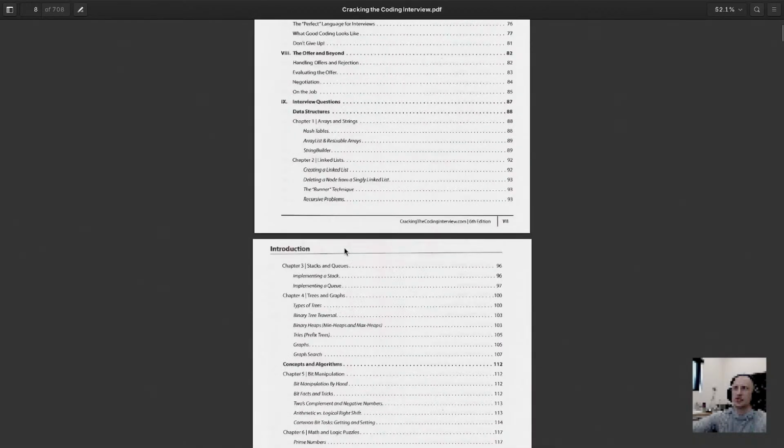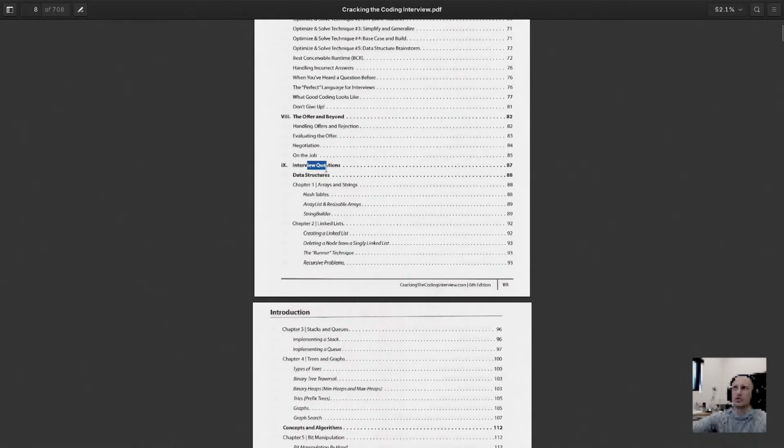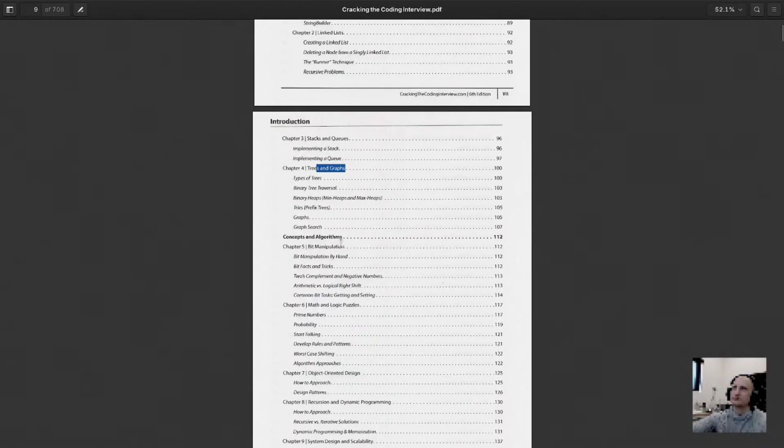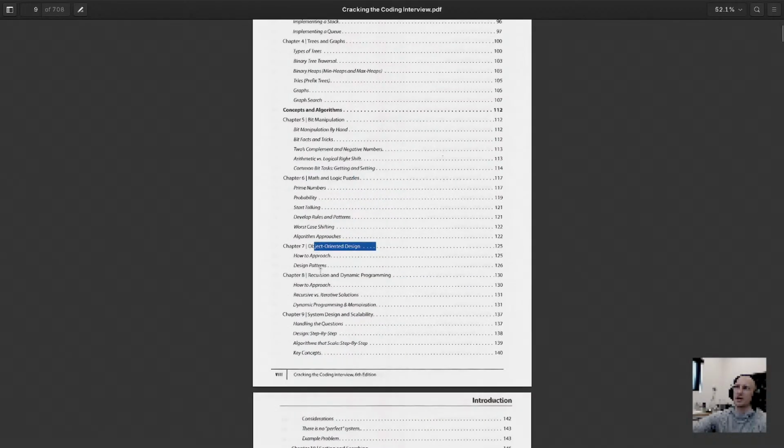And then this is just a huge collection of interview questions. So you've got arrays and strings, linked lists, stacks and queues, trees and graphs, bit manipulation, math and logic puzzles, object-oriented design, recursion and DP, system design.